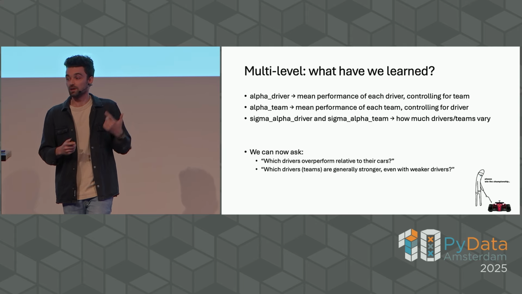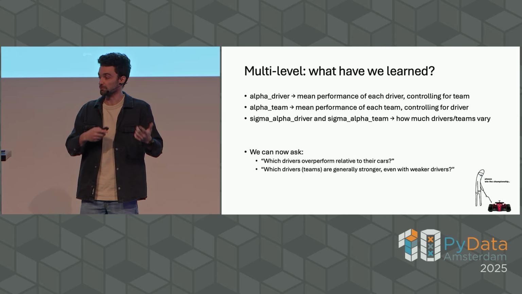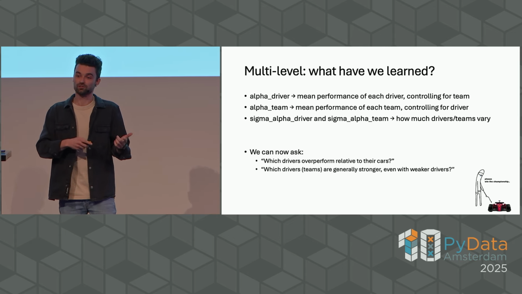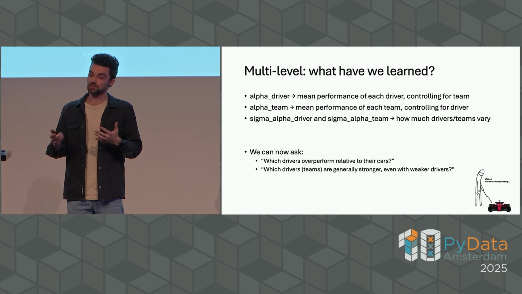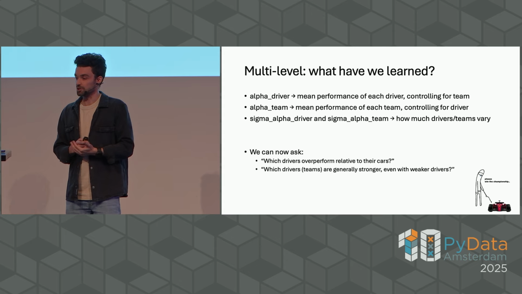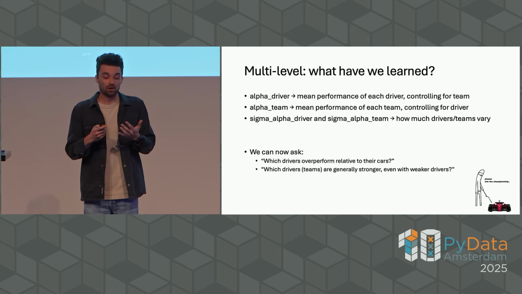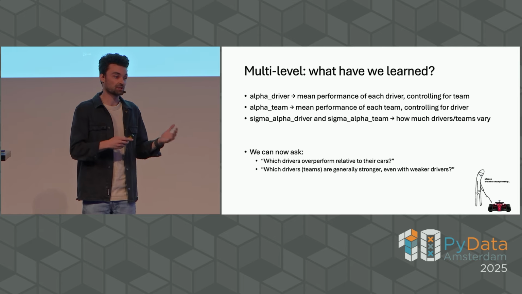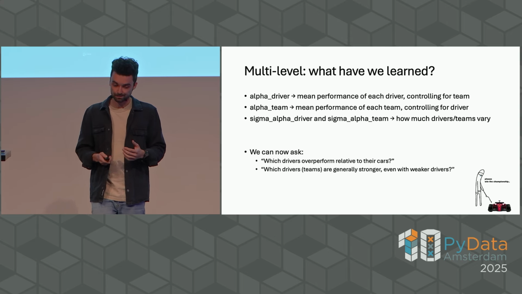We have the alpha driver, which is basically the mean performance of each driver controlled for team. Then we have the alpha for the team, which is the mean performance of each team controlled for the driver, since we're doing it simultaneously. And then the sigma alpha driver, sigma alpha team tell us something about how much the drivers and teams vary amongst each other. And with this model, we can now ask questions like, which driver outperforms relative to their car, or which teams are generally stronger despite having either weaker or stronger drivers.